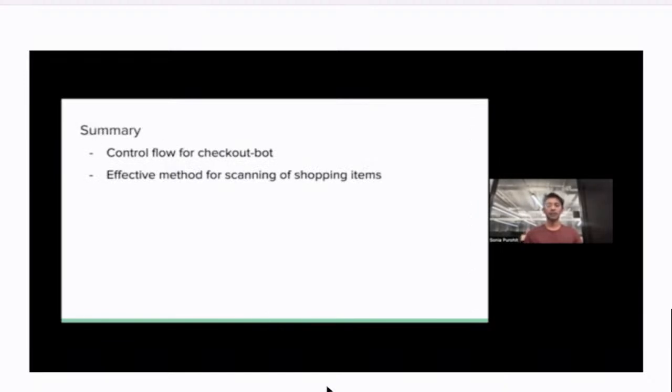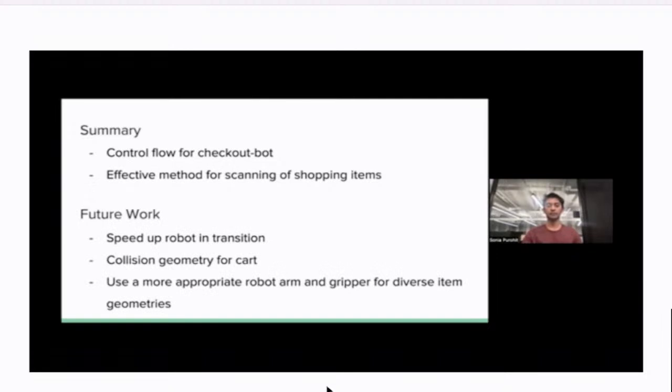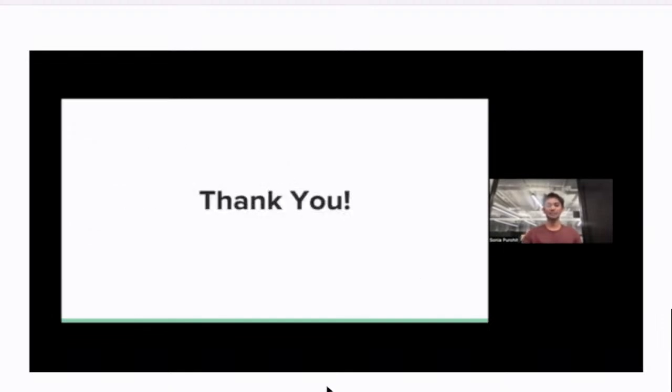So in summary, we created a control flow for a checkout bot, and we had some effective methods for scanning the shopping items using OpenCV and Aruco QR codes. Future work would include speeding up the robot in transition, adding collision geometry to items such as the shopping cart, and using a more appropriate robot arm and gripper to deal with the more diverse set of items we would deal with in a grocery store. Thank you.